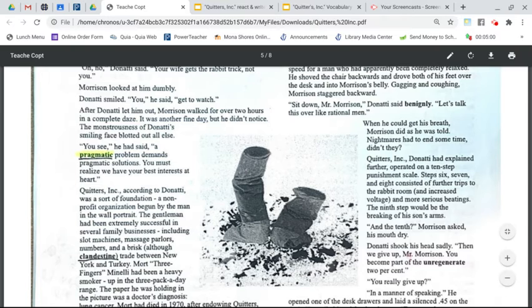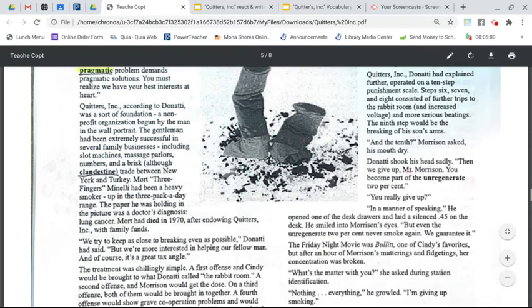Quitters Inc., Donati had explained further, operated on a 10-step punishment scale. Steps 6, 7, and 8 consisted of further trips to the rabbit room, increased voltage, and more serious beatings. The 9th step would be the breaking of his son's arms. "And the 10th?" Morrison asked, his mouth dry. Donati shook his head sadly. "Then we give up, Mr. Morrison. You become part of the unregenerate 2%."